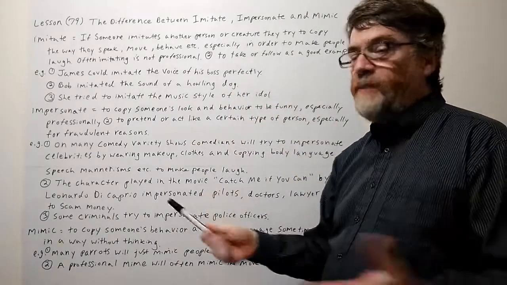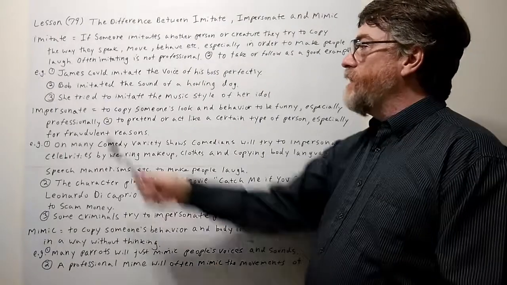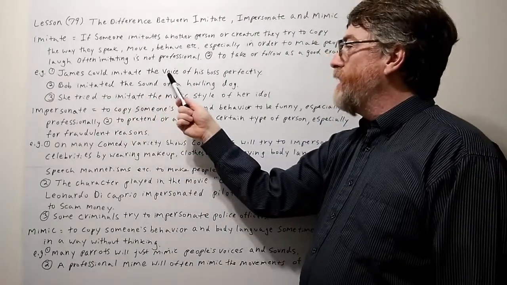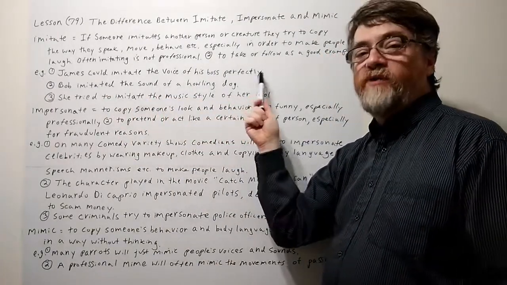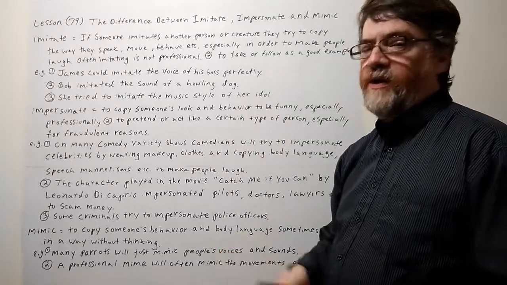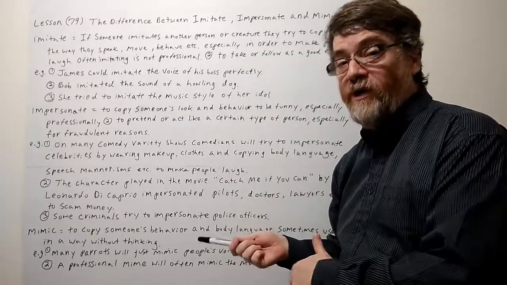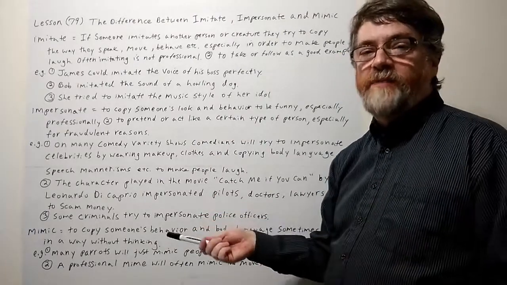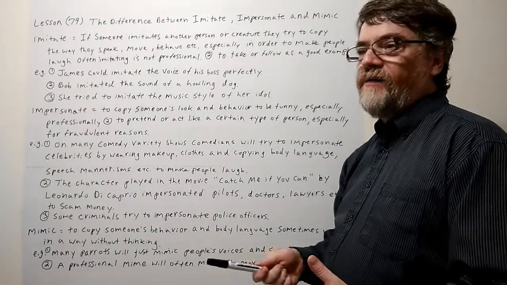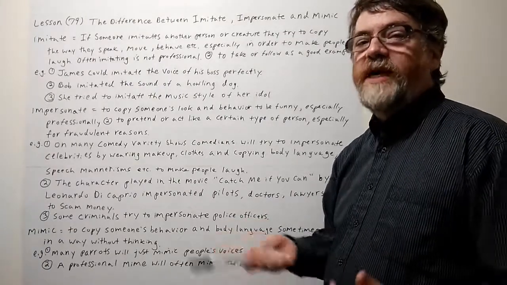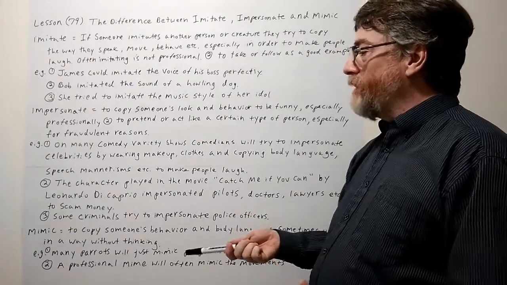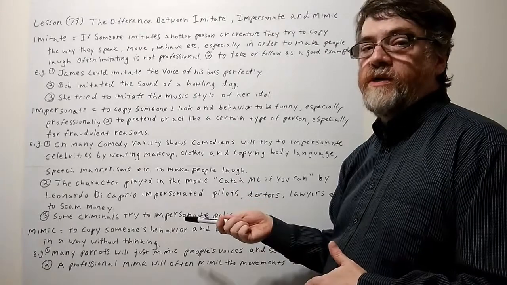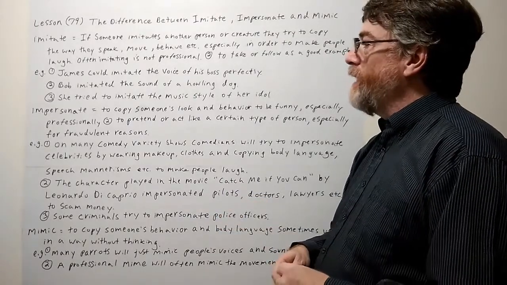So let's look at the examples. Here's the first example. James could imitate the voice of his boss perfectly. Yeah, this is probably as a joke. Hopefully he doesn't do it in front of his boss. But of course, it's not professional. He's not being paid for it. So, we use imitate like that. We use imitate all the time. Imitate is probably the most common of the three that are listed here.